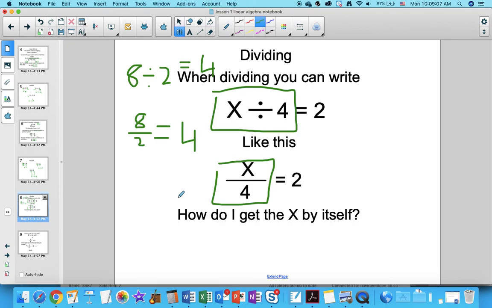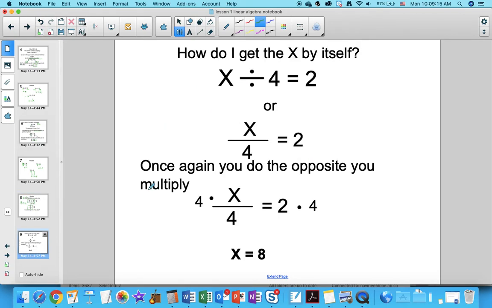So how do I get x all by himself? I have x divided by 4 equals 2. In order to do that, I do the opposite operation. Once again, you do the opposites. So I'm dividing by 4, and the opposite of division is multiplying. So I multiply by 4, which will cancel. But whatever I do to one side, I do to the other. 2 times 4 is 8. x equals 8.